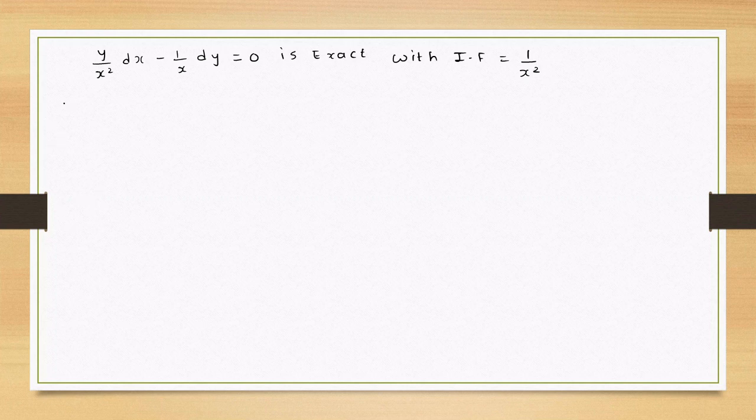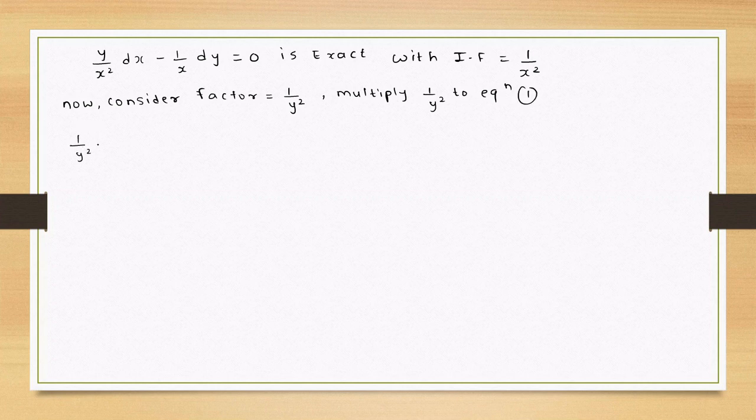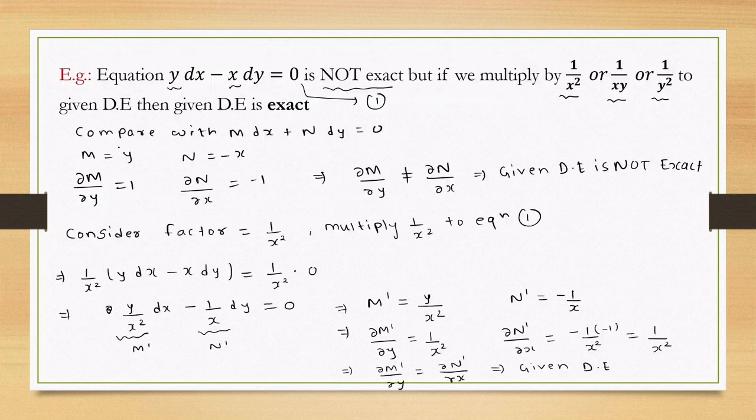Now, consider the factor 1/y². Multiply 1/y² to equation number 1. So 1/y² into, what is equation number 1? It is y dx - x dy.